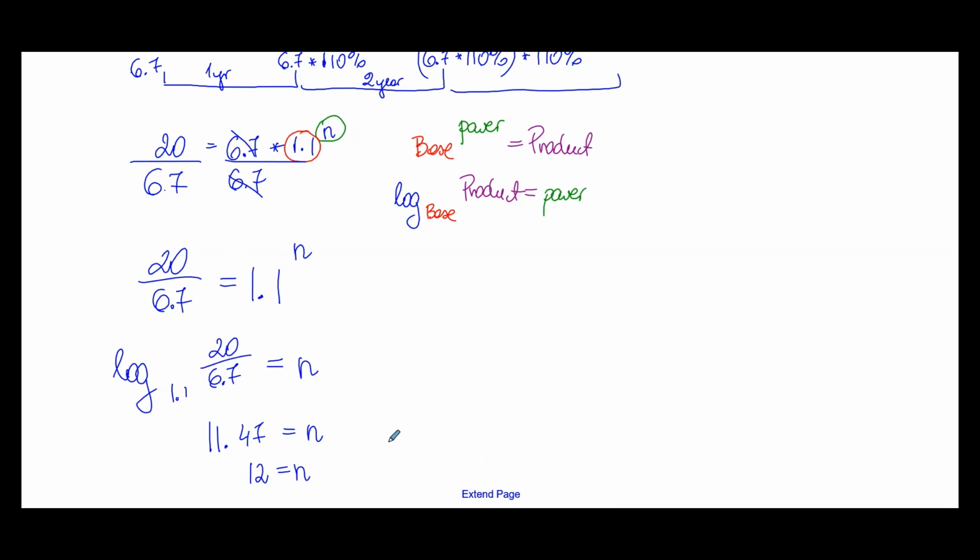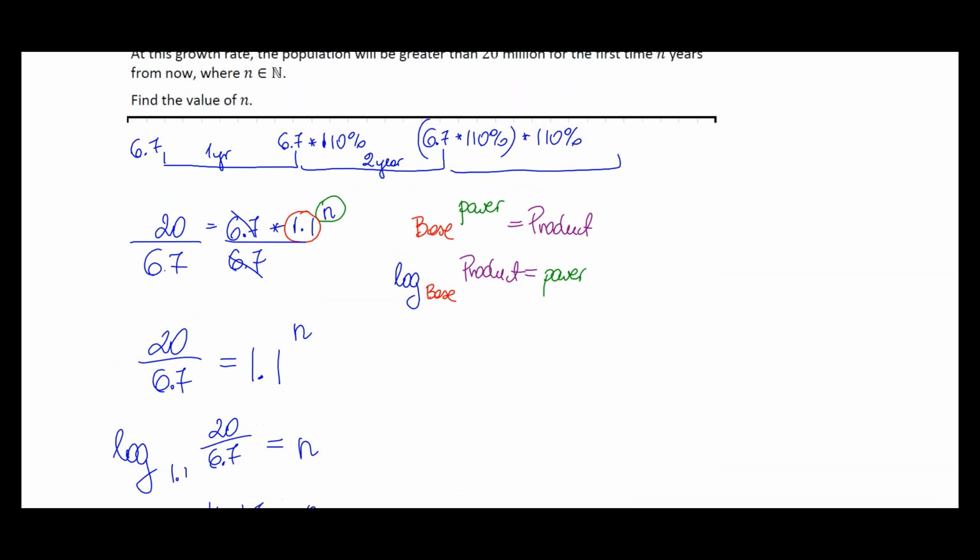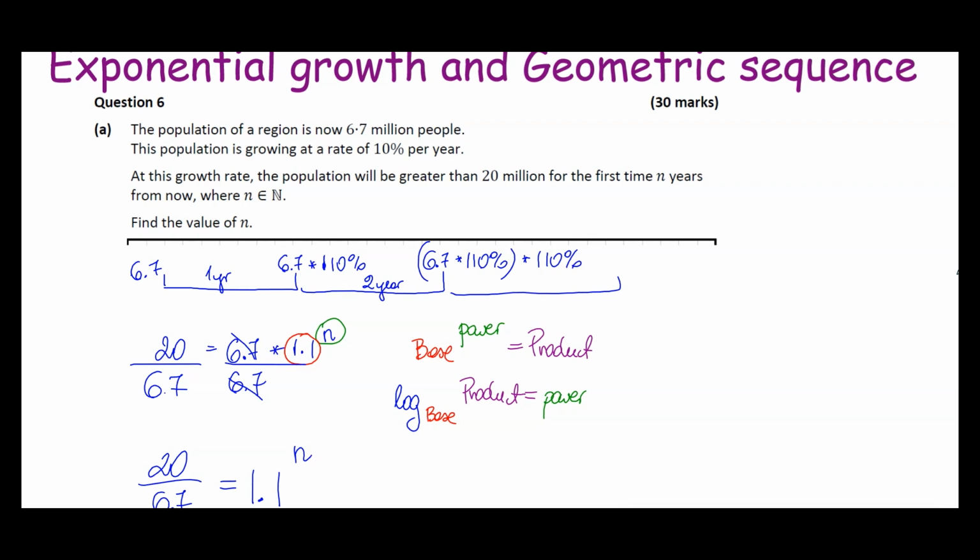So we can look at it from this point. But somebody reading that question can say, that sounds like a geometric sequence, isn't it? Because every time we are multiplying by the same value. So we are looking for the term, because the term is the number of people. How is that going to work here? We understand that Tn, the value of the term, is going to be 20. The value of the first term is 6.7. Every time I'm multiplying by 1.1, and I'm looking for n.